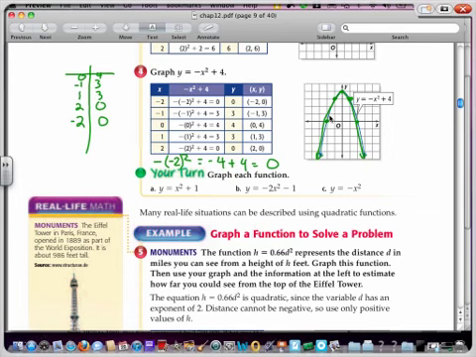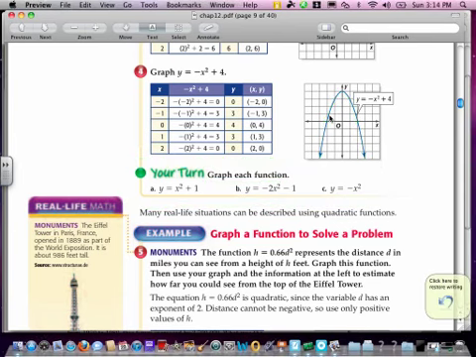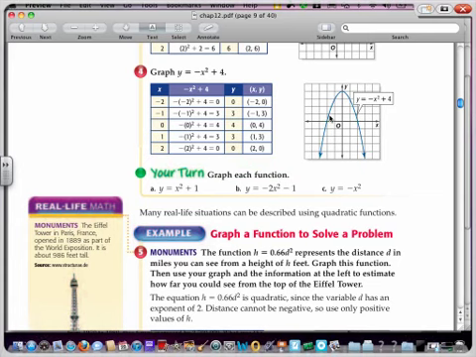All right, take a minute now and stop the video and do those 3 problems. Graph them. Okay, so put those on the graph and show me what they look like. All right, so hopefully you got this all figured out.